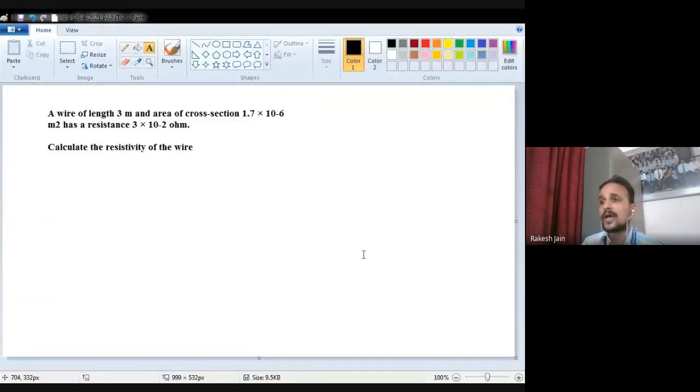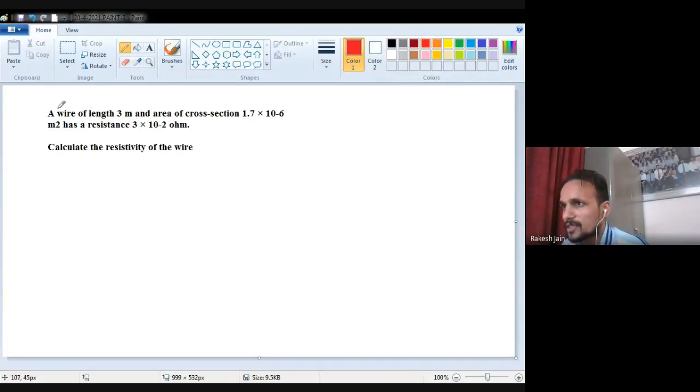Okay. Now see, a wire of length 3 meter and cross sectional area 1.7 into 10 to power minus 6 meter square is given, which has a resistance of 3 multiplied by 10 to power minus 2 ohm. Calculate the resistivity of the wire. So how can we calculate the resistivity of the wire? We can easily understand. First of all, what is given, just look at it.